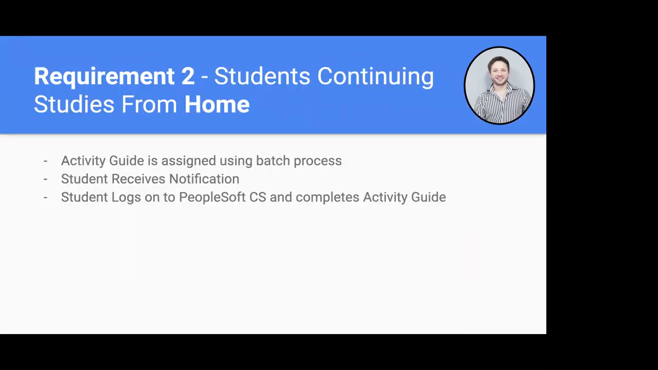But this activity guide is assigned through a batch process using a PeopleSoft query. Once the activity has been assigned to the student, they will receive a notification and they can then log on to PeopleSoft Campus Solutions to complete this. Now they have two options here. They can either use the link that's in the notification to complete, or they can log on to the system, go to the task tile, and from there complete this.